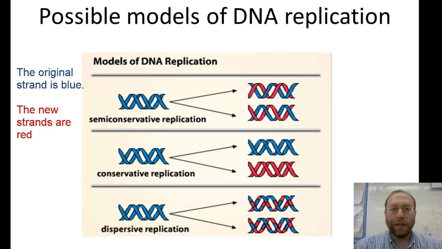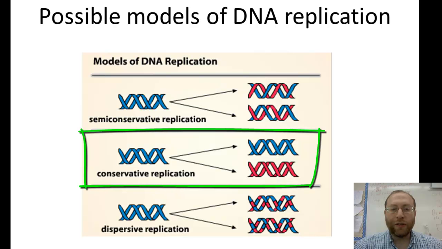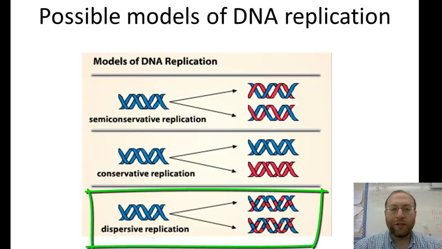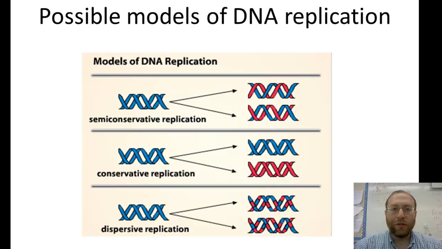The old strand is from the original double helix, and the new strand was constructed to make the new one. Then there's conservative replication, where the old strand is used as a template to make the new strand. By template, I mean it's used as a basis for copying. But when the new double helix is made, it's made completely of new material, and the old DNA strand is maintained. And then the last model is dispersive replication, and for that, each DNA strand has a mixture of old DNA and new DNA.